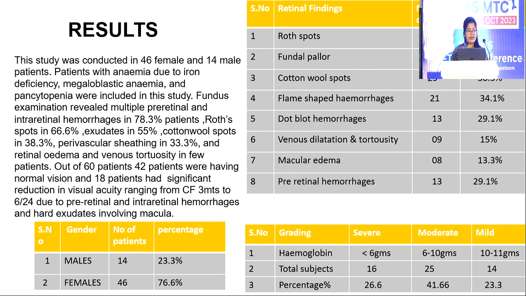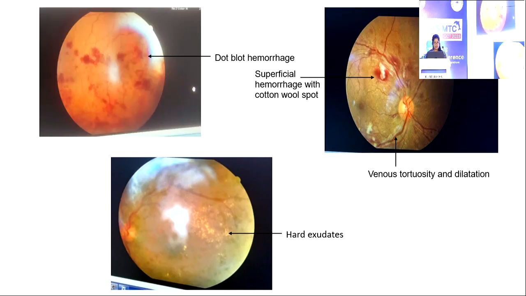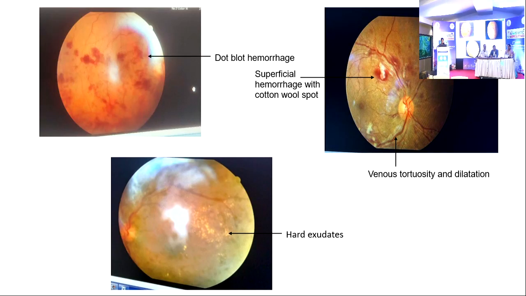This study was conducted in 46 females and 14 males, and most commonly females were affected, accounting to 76.6% and males 23.3%. The most common finding was rod spots, which accounts to 66.6%, followed by fundal pallor, cotton wool spots, flame-shaped hemorrhages, dot blot hemorrhages, venous dilatation, tortuosity, macular edema, and preretinal hemorrhages. Most of the patients presented with moderate anemia, accounting to 41.6%. These are the pictures showing macular edema, boat-shaped hemorrhages, dot blot hemorrhages, superficial hemorrhages, and hard exudates.